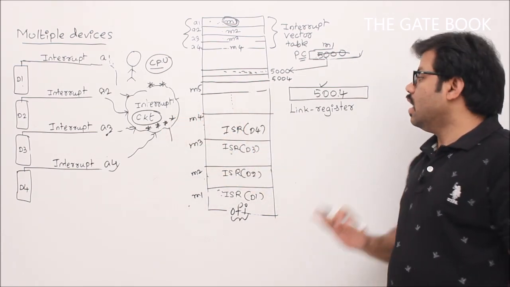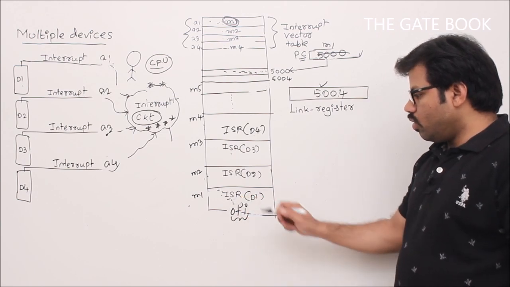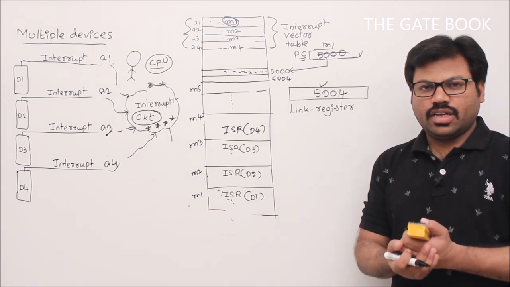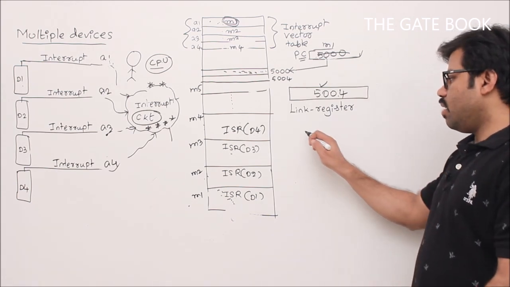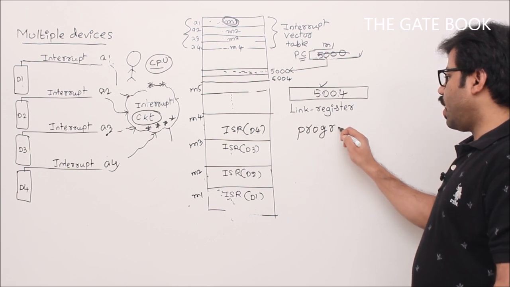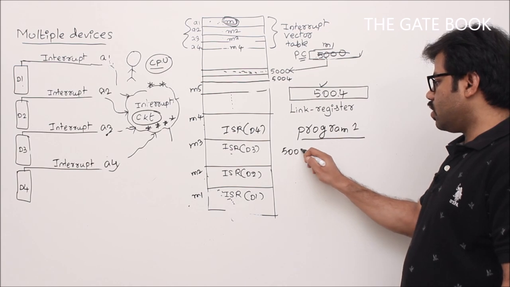You understand that. Now apart from that, in this interrupt service routine we should do one extra step. That is, of course, a programming thing. Example, let's say this is the program you are executing. Let's call it program 1. And currently we are executing at 5000.